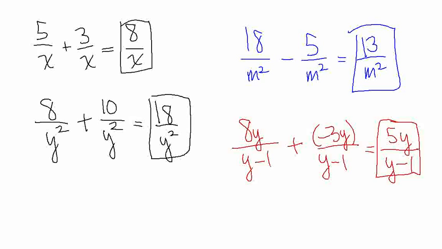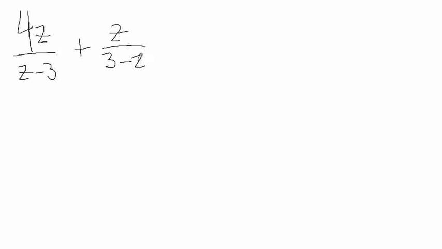So now, what if the denominators are not the same? Well, then we have to make them the same. Otherwise, we're not going to be able to combine the fractions. So let's do an example of that. Suppose we had 4z over z minus 3, and we wanted to add that to z over 3 minus z.